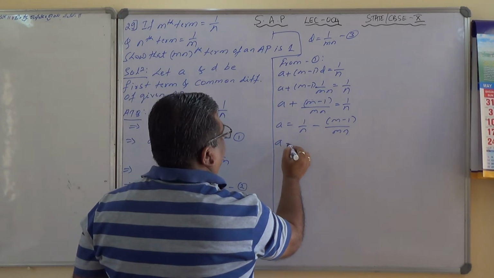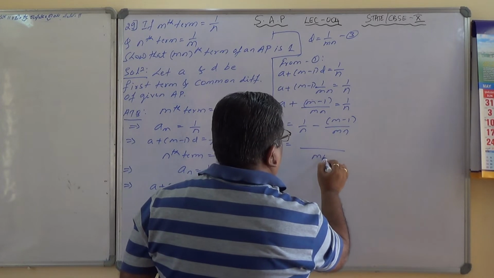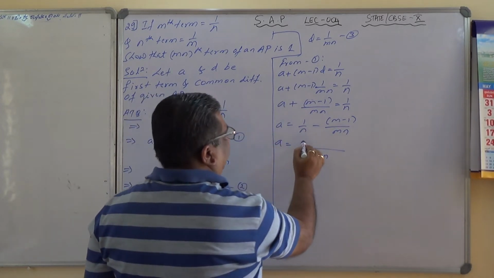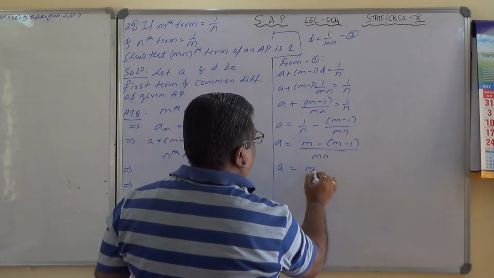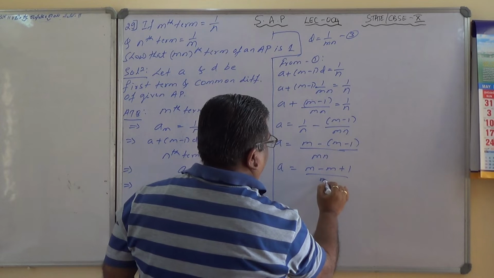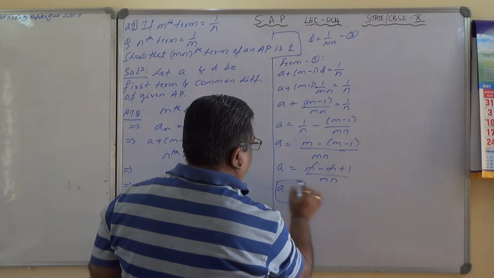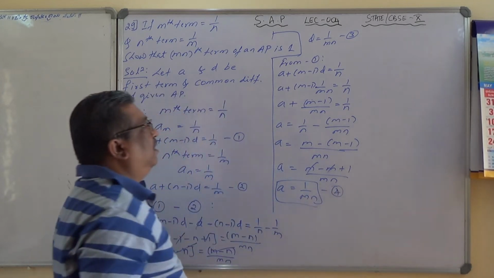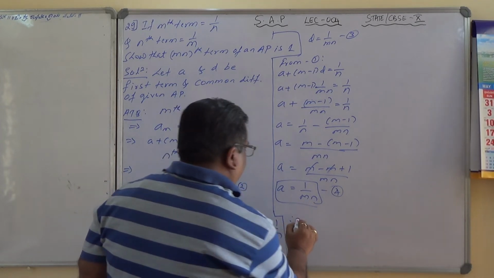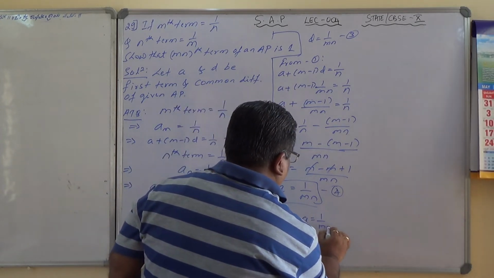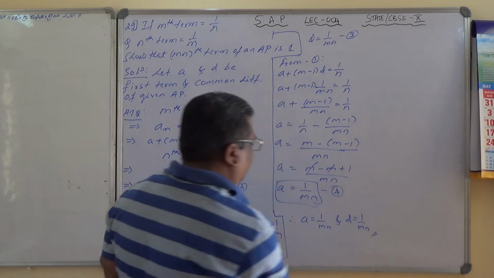What is the LCM here? It is not mn into n, but simply it is mn. So n cancels, m minus m minus 1. So a equals m minus m plus 1 divided by mn. So a equals 1 by mn. Mark this 4. So you got the value of a and d already here. Therefore I'll write a equals 1 by mn and d equals 1 by mn. Both the values are same.